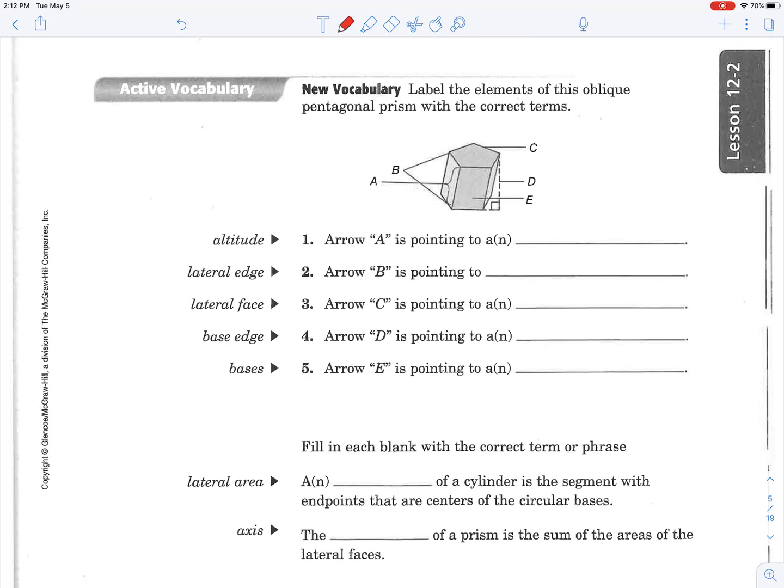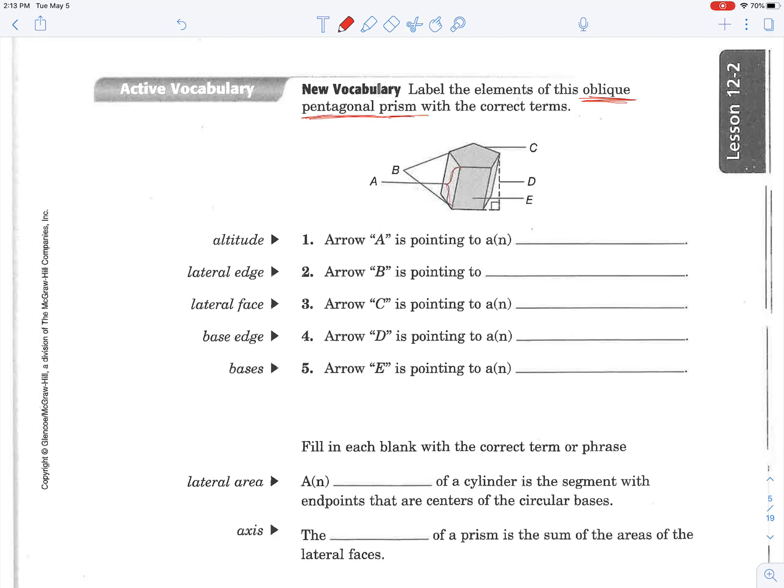Label the elements of this oblique pentagonal prism with the correct terms. So first thing to notice is it's oblique, meaning it's not standing straight up. It's leaning at a little bit of an angle. Second thing to notice is it says pentagonal, which means the base shape is a pentagon. And the last thing to note is it says prism, which means it has 2 bases, both of which are pentagons.